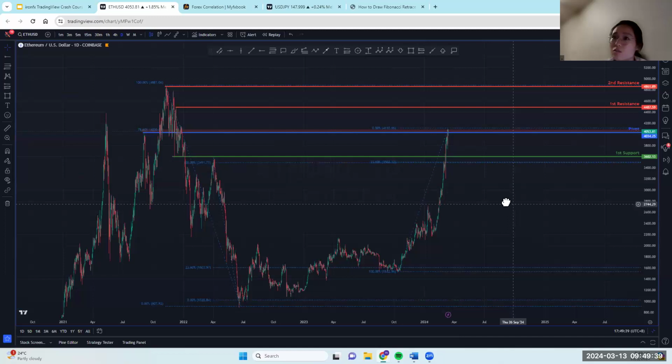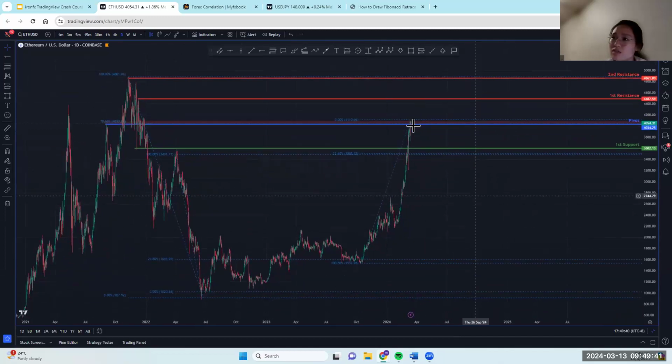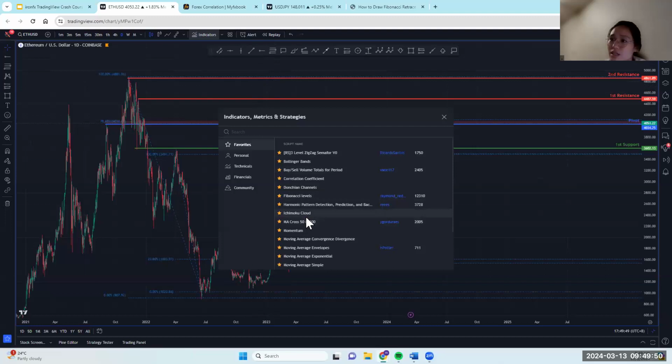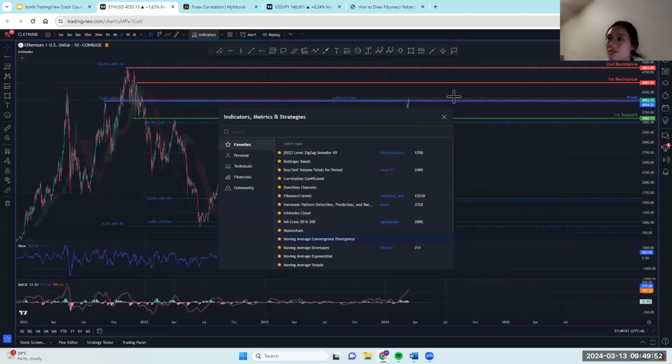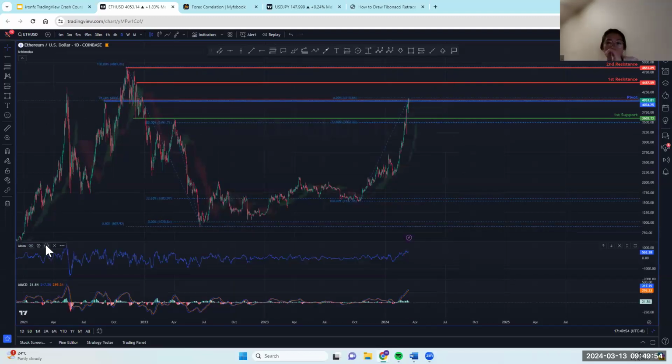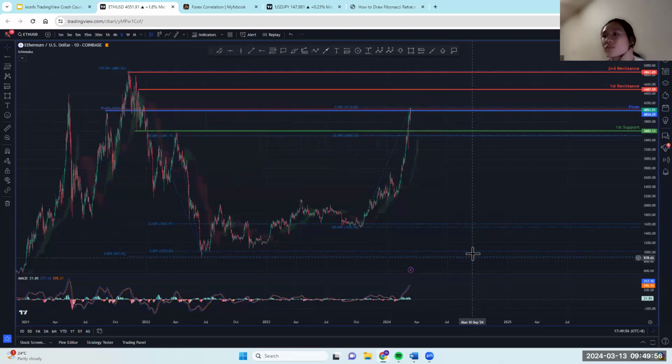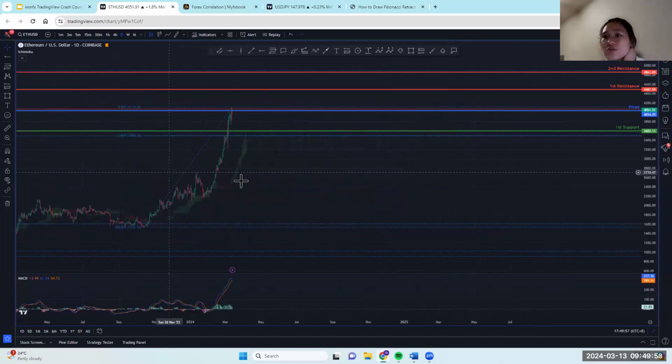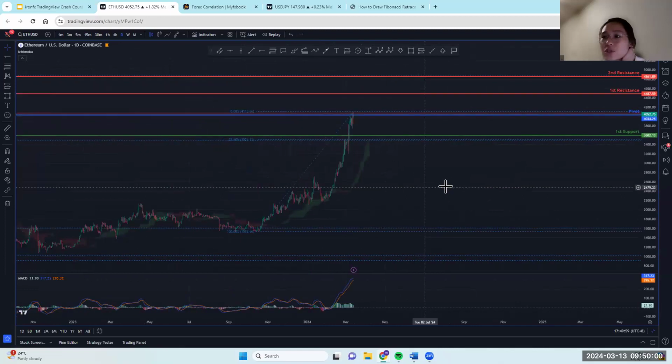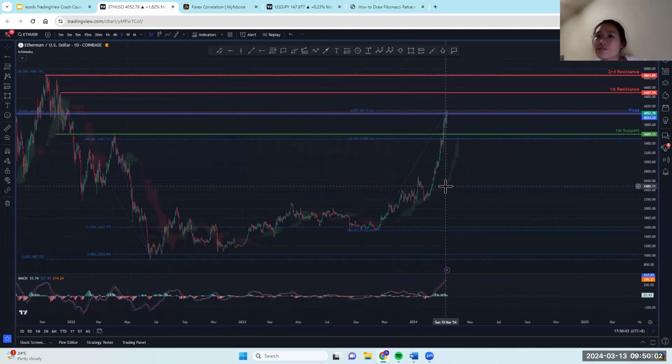Okay, yeah, so we might see it reverse off of our pivot or test this area quite a bit before it moves upwards towards our first resistance. Let's look at some indicators again. Okay, MACD and Ichimoku are giving us a bullish signal, which supports our analysis.